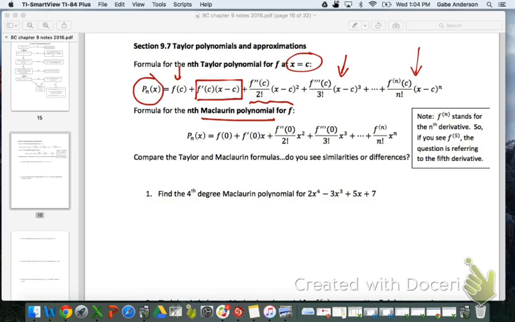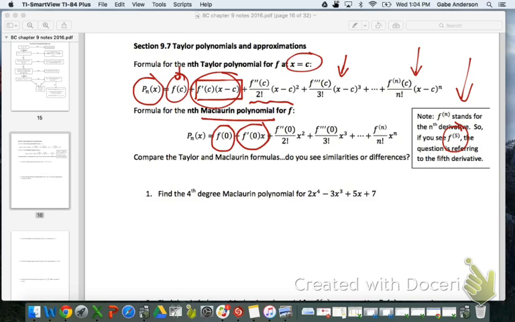Hopefully you can see that the terms progress in the same way. F of 0 matches up with f of c. F prime of 0 times x matches up with this term up here, and so on and so forth. It really is the same thing. One little note off to the side here: f with the parentheses n up there, kind of in an exponent, does not stand for f to the nth power. It stands for the nth derivative. So if you see something like this, that just means the fifth derivative.